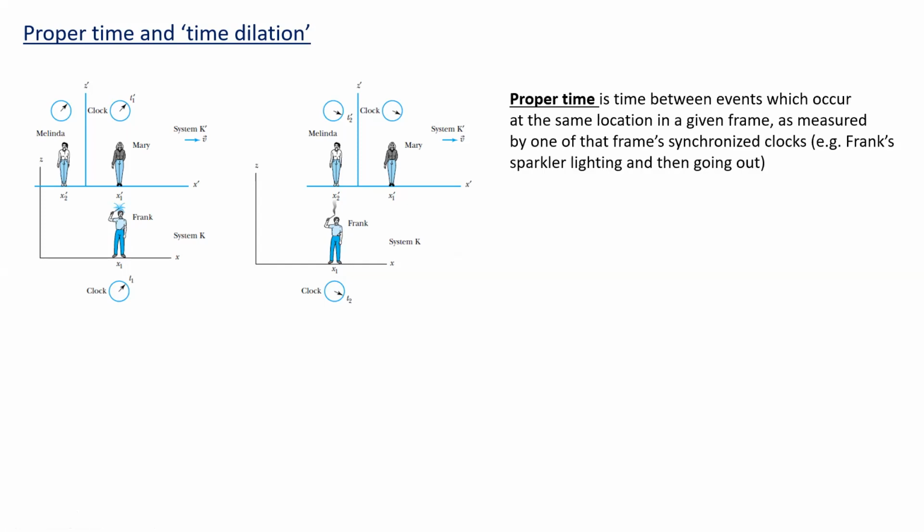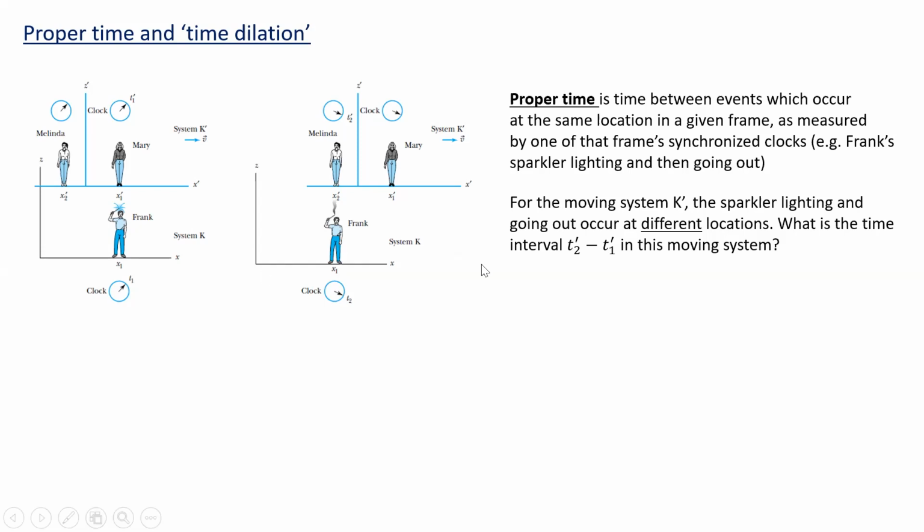So we define the proper time as the time between events which occur at the same location in a given frame as measured by one of that frame's clocks. An example of this is what we were just talking about. Frank's sparkler being lit and then going out, since it occurs at the same location in this frame, the location x1, both the lighting and the extinguishing of the sparkler, the time that passes on Frank's watch would be termed a proper time.